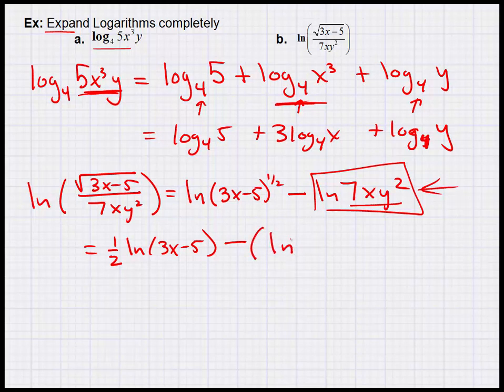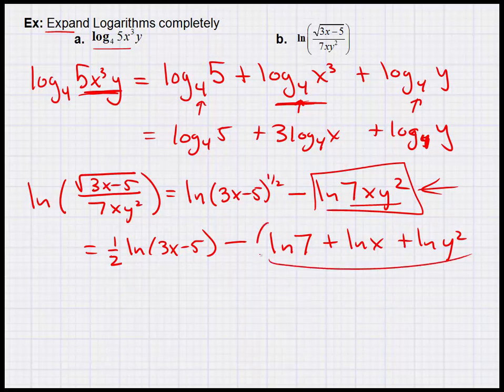So I'm going to put parentheses, natural log of 7 plus natural log of x plus natural log of y squared. If I don't put those parentheses and I wrote, say, this, that would be wrong, because you're only subtracting the 7 when really all of this was in the denominator. So I have to put the parentheses around it to remember it's all being subtracted. Even though it expands to addition in itself, it was in the denominator and now it's being subtracted.